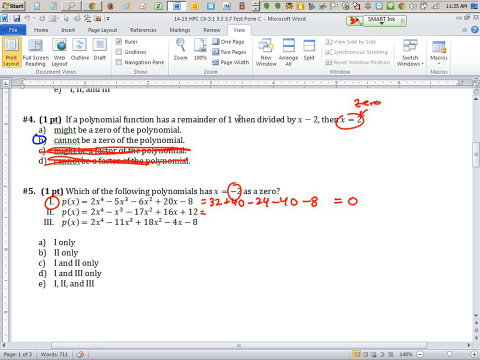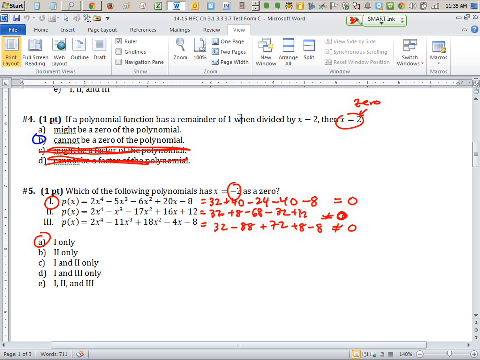Then you can plug negative 2 into this next one, and you get 32 plus 8 minus 17 times 4 is 68, minus 32 plus 12. See, this is not 0. That didn't work. And then you could try this one, 32 minus 88 plus, then 18 times 4 is 72, plus 8 minus 8, no. It looks like only Roman numeral number 1 gave us 0 when we plugged it in.